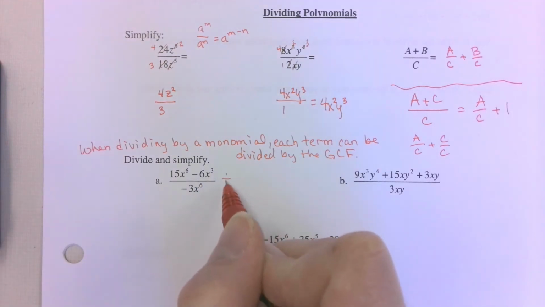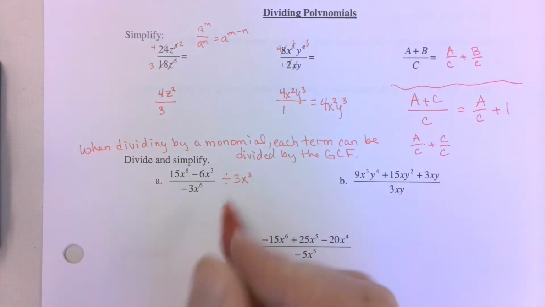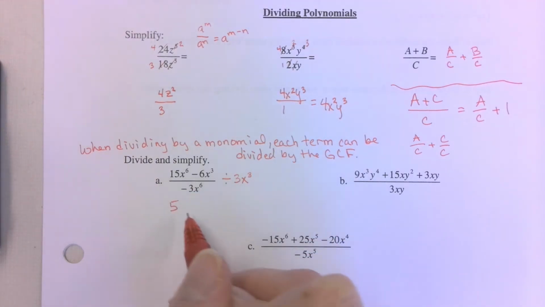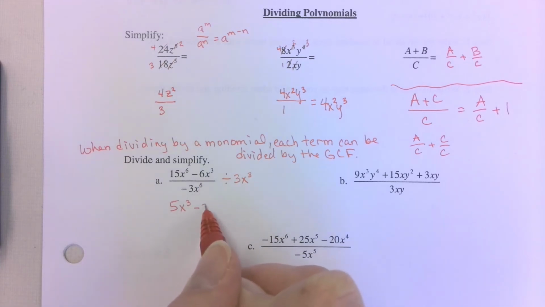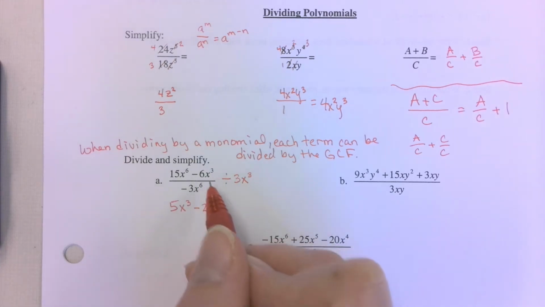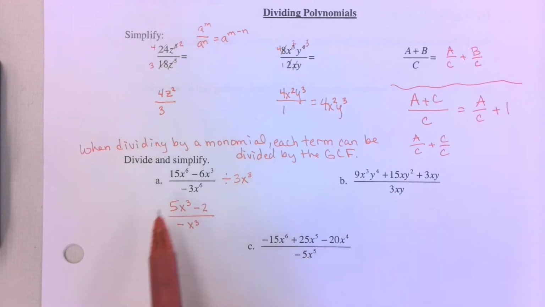So I'm dividing everything here by a 3x to the third. Divide by 3, I'm going to have a 5, knock out 3 of the x's, x to the third. Divide by 3, I get a negative 2, and my x to the third's gone. Divide by 3, I get a negative 1, and I have x to the third left. So this answer I'm fine with.